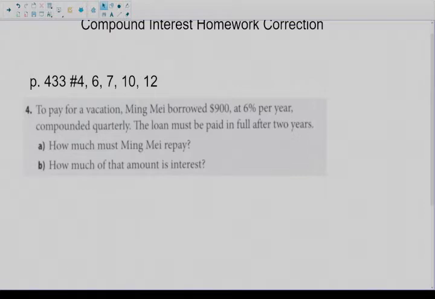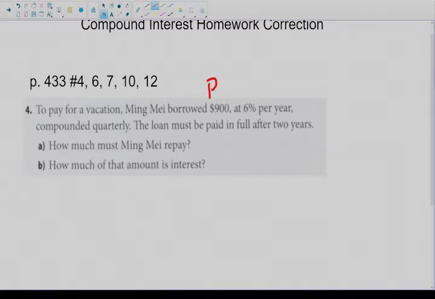So question 4. To pay for a vacation, Ming Mei borrowed $900 at 6% per year, compounded quarterly. The loan must be paid in full after 2 years. So, when you look at a question like this, you need to make sure you know what is given to you and what they are asking you to find. So, what is this $900? Well, it's the amount of money that was borrowed. And when you're borrowing money or investing money, those two key words mean that is your principal.